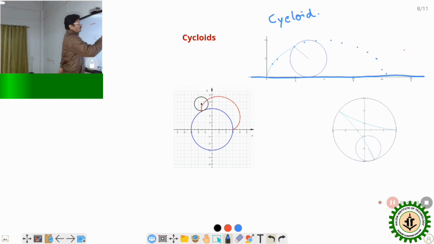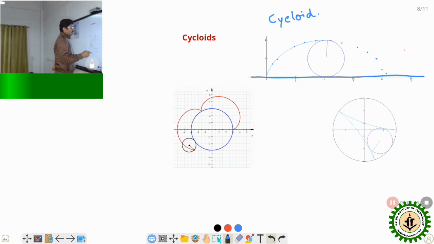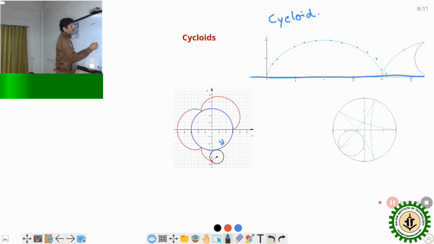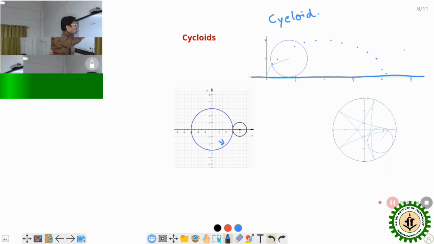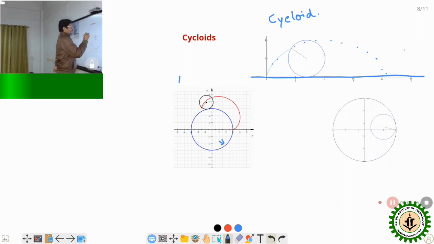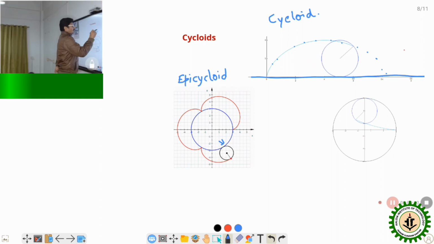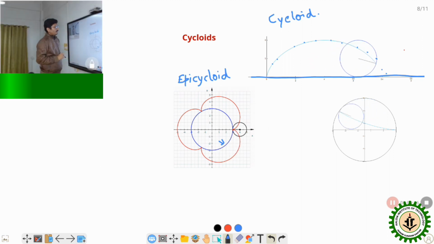Now, when the path is straight, it is known as a cycloid. Now, we can rotate one small circle over a larger circle. The blue one is the larger circle, and the black circle, which is smaller than the larger circle, is rotating over the circumference of the larger circle. That curve is known as an epicycloid.